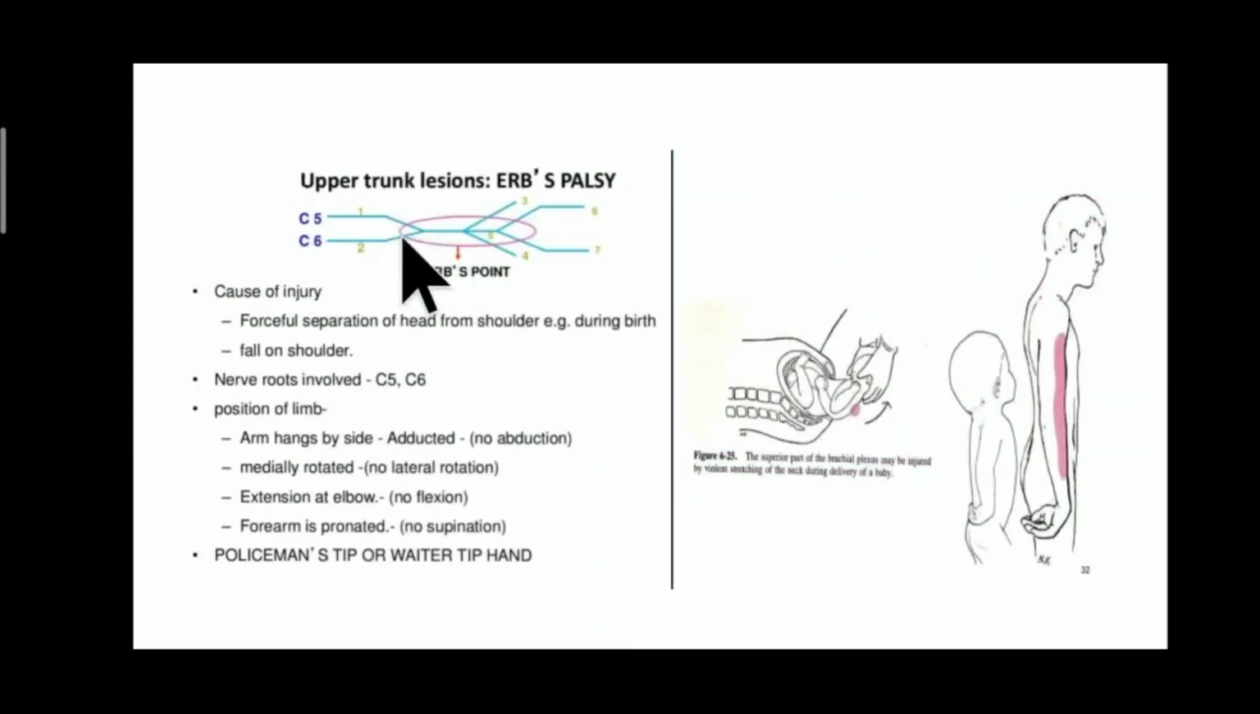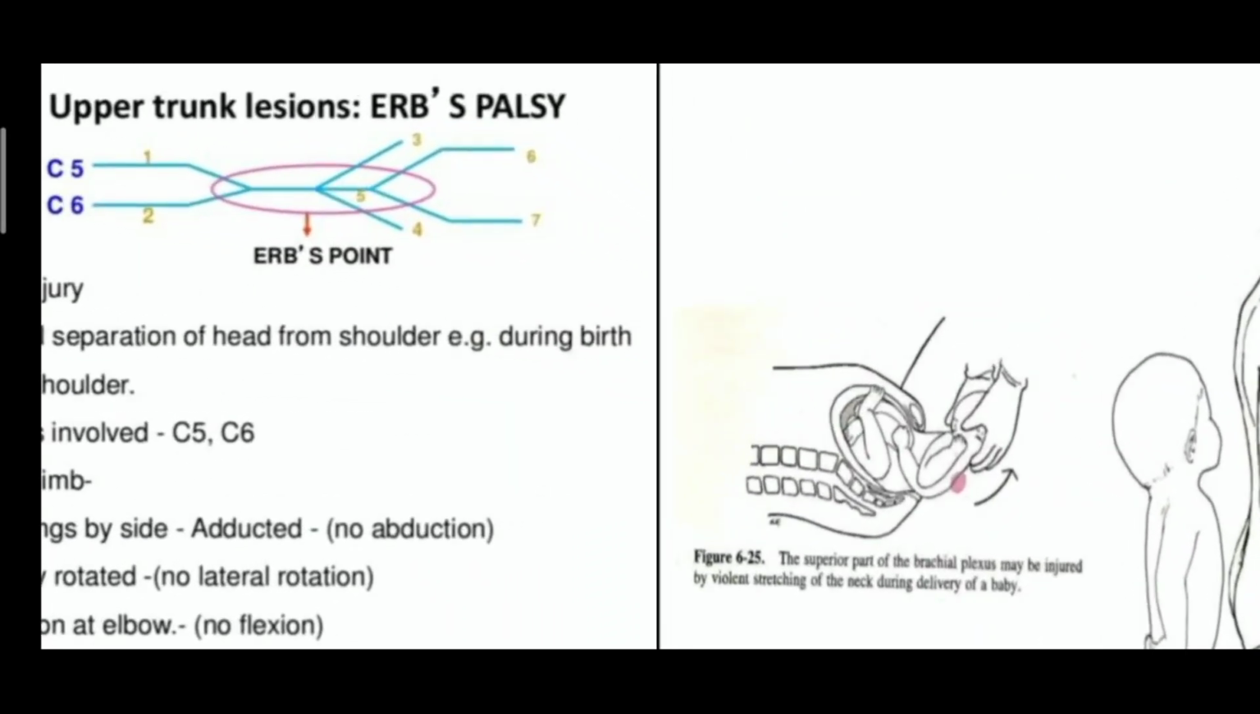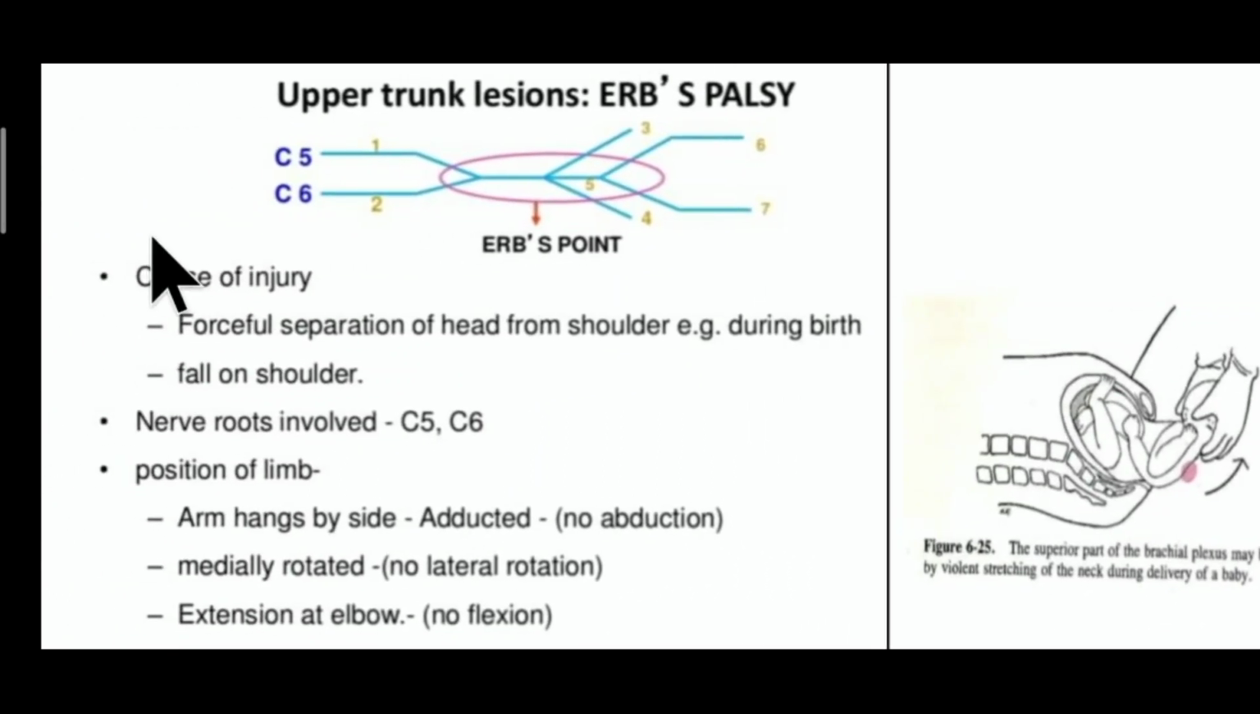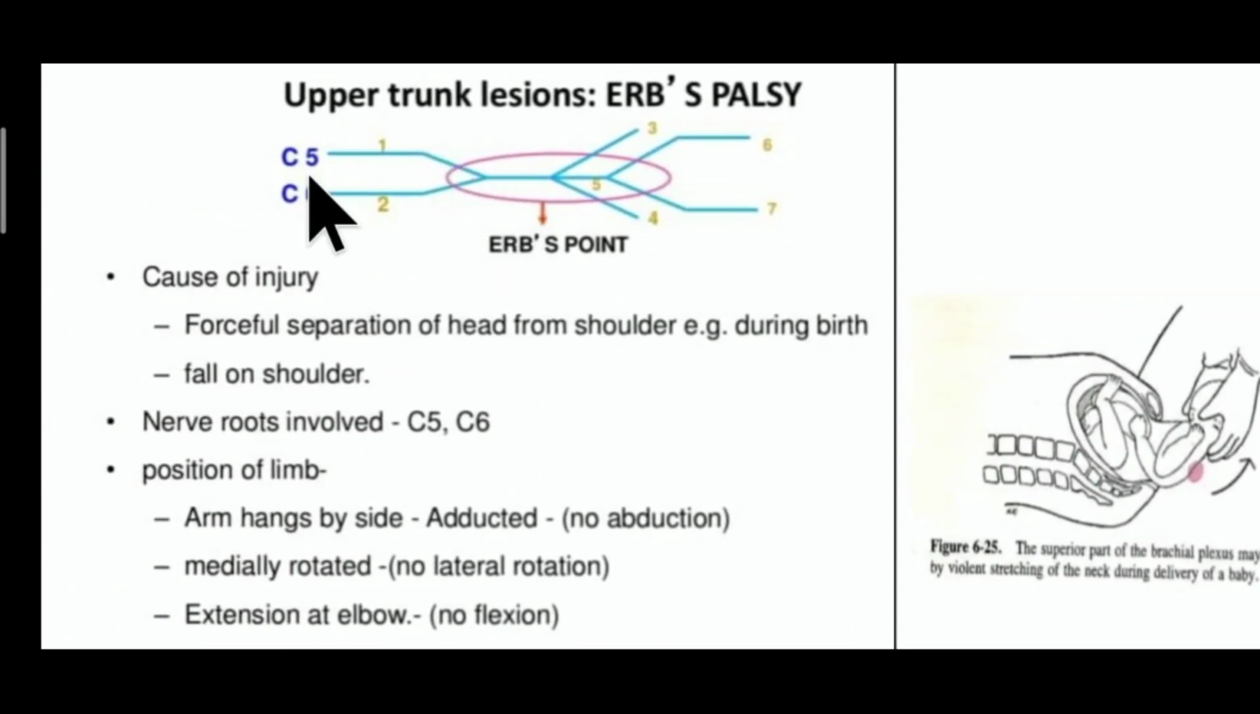See here, this is the upper trunk and this is the Erb's point, where these six nerves, 1, 2, 3, 4, 5, 6, all form the point. This is called Erb's palsy. See here, coming to the cause of injury of Erb's palsy.